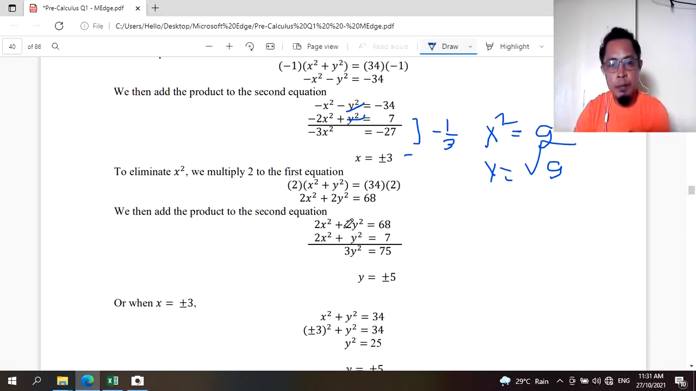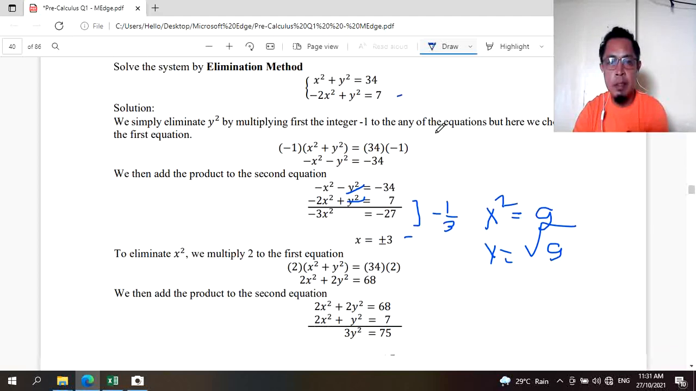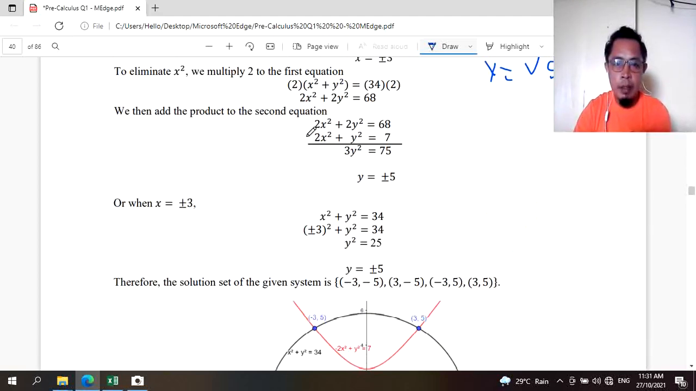So we have the product of the equation, which we have here. We multiply by 2, and we have 2x squared plus 2y squared equals 68. Then the second equation is negative 2x squared plus y squared equals 7. So we missed the sign here, negative. Let's indicate it.